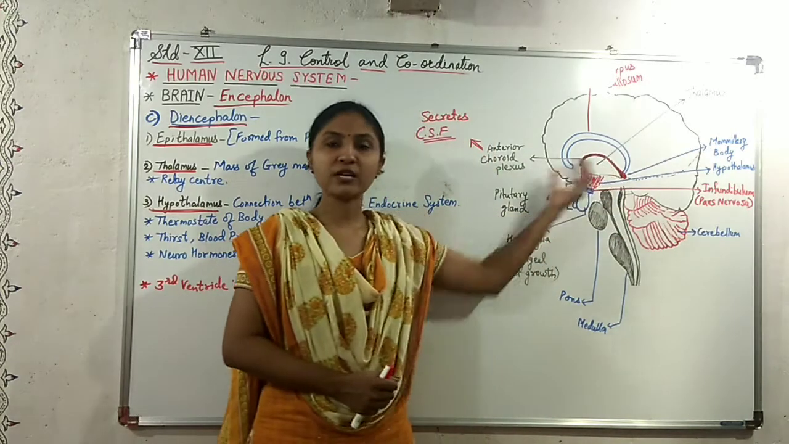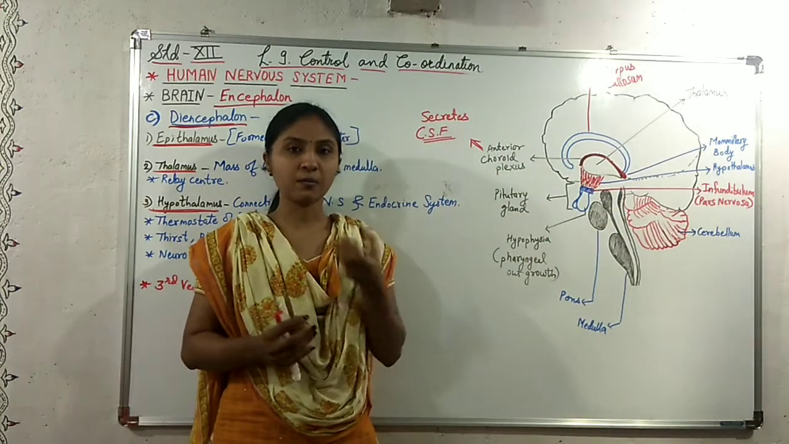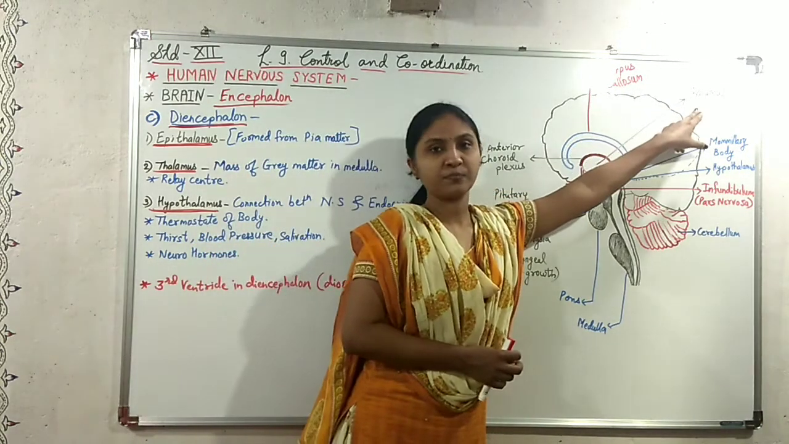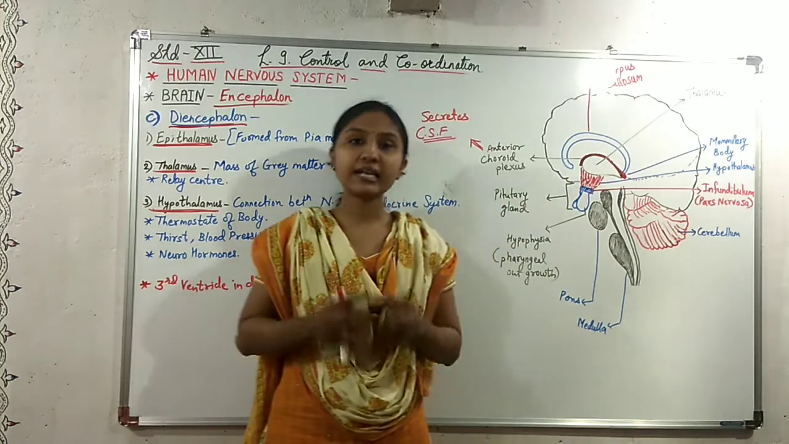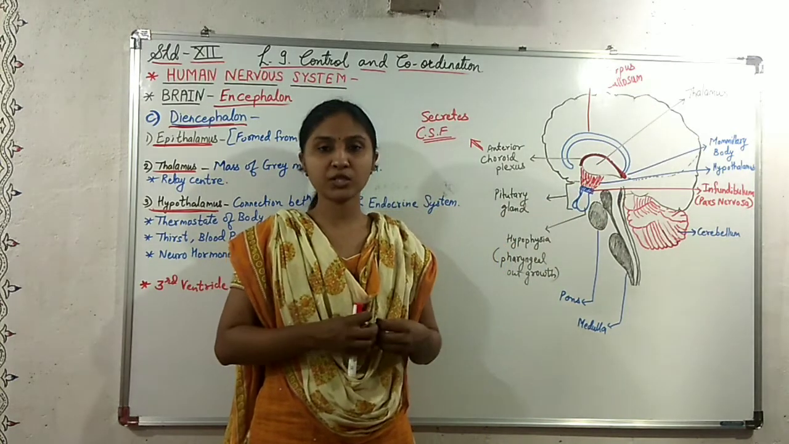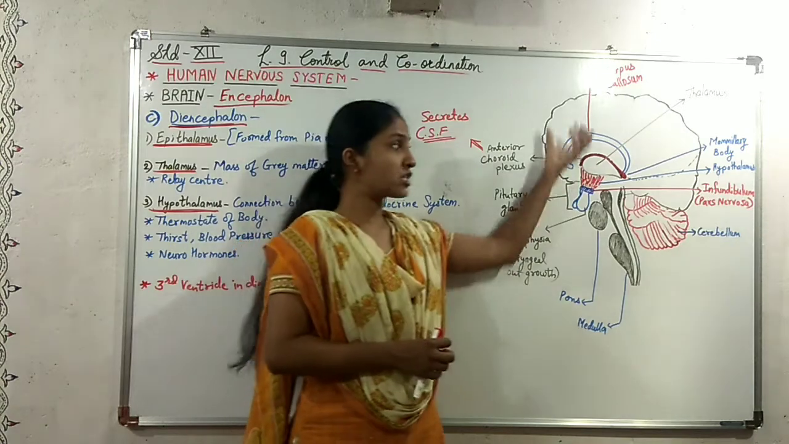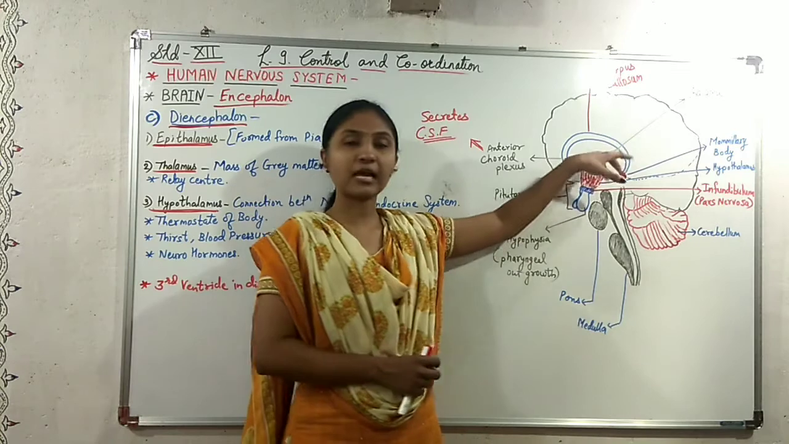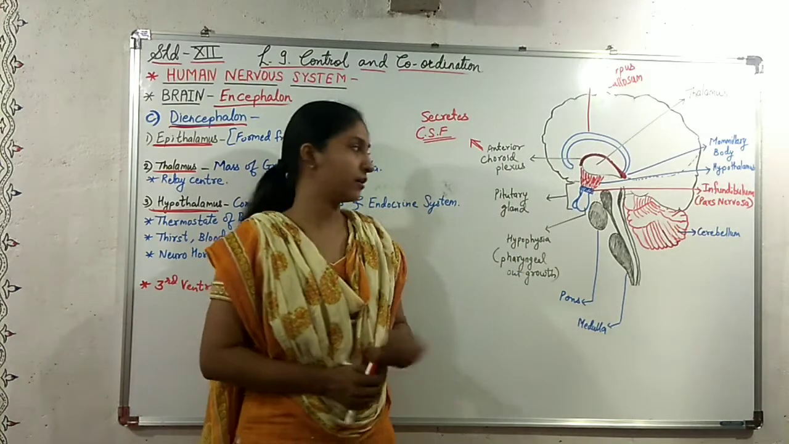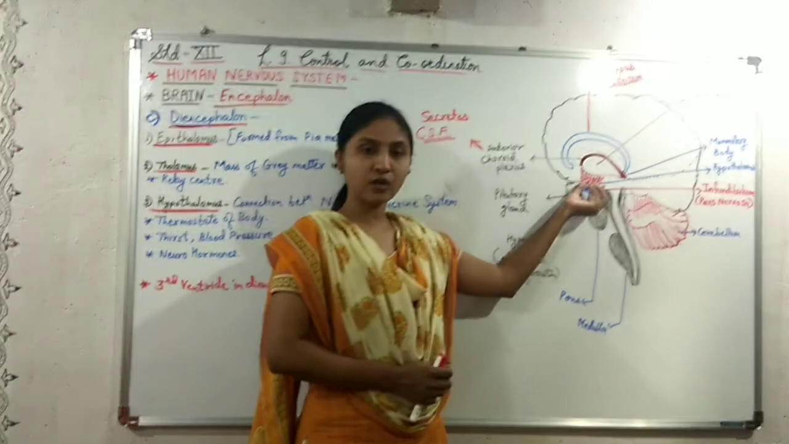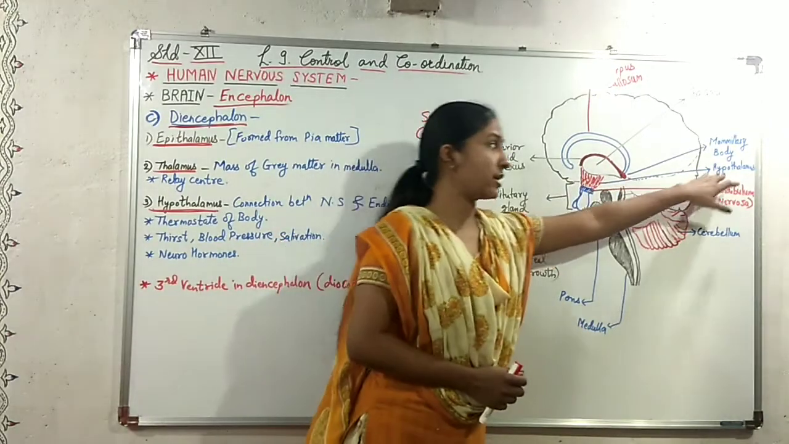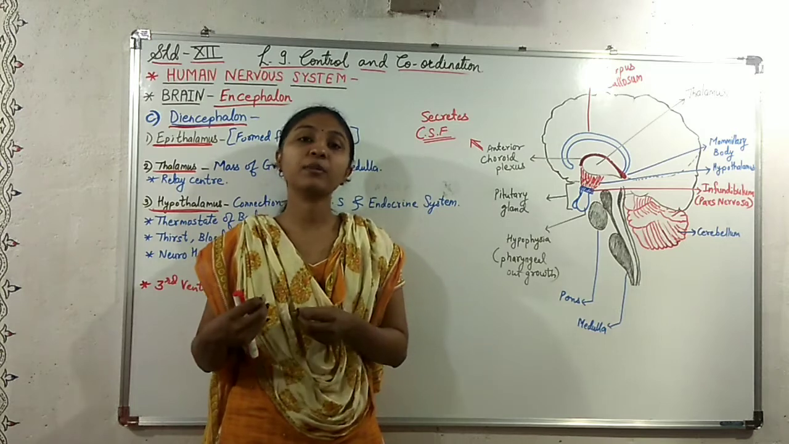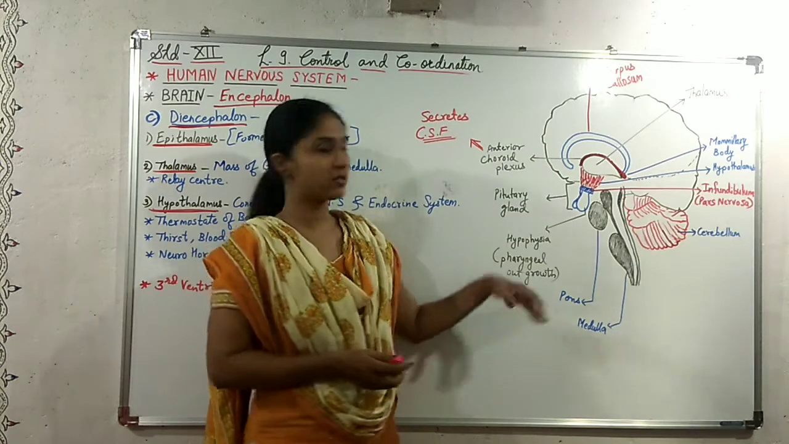Below the epithalamus there is a mass made up of grey matter, and that is called the thalamus. Thalamus acts as a relay center. It collects all the information brought by the nerves and transfers the information to the cerebral region of the brain. Below the thalamus there is a muscular structure called the hypothalamus. Hypothalamus is actually a connection between the nervous system and endocrine system.